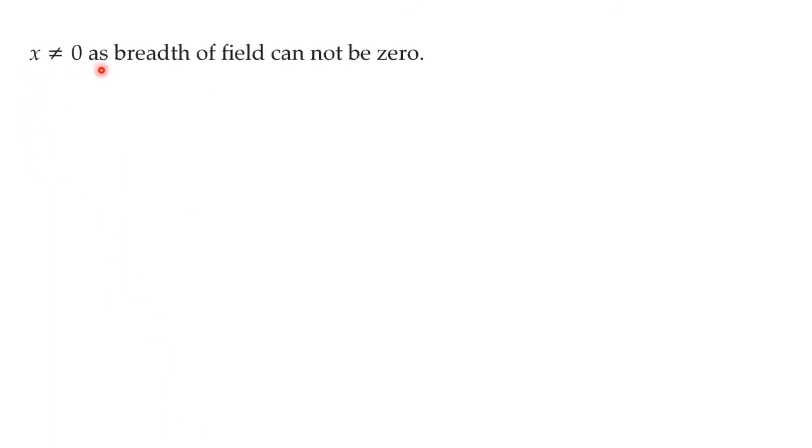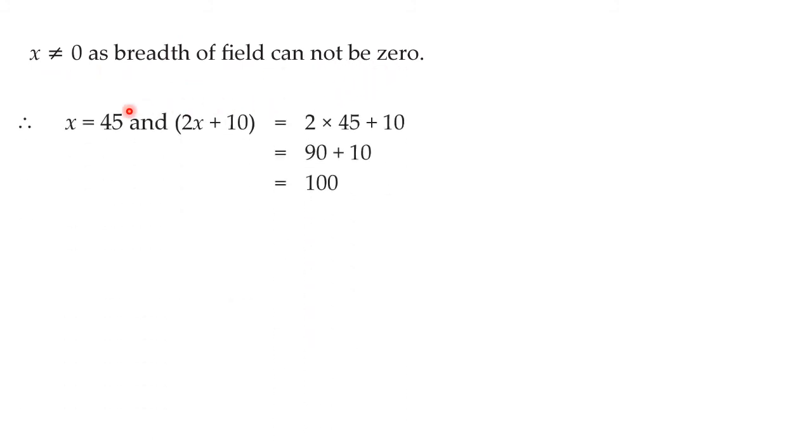X cannot be 0 as breadth of the field cannot be 0, and therefore we are going to write x is equal to 45, and from that we can get the length, that is 2x plus 10 as 2 into 45 plus 10, that is 90 plus 10 is equal to 100. So we got the breadth as 45, the length as 100, and also we have to find out the side of the square pond, which is 1 upon 3x. So that is 1 upon 3 into 45, that is 15.